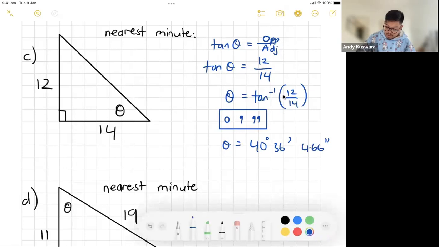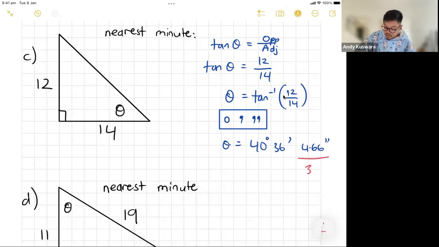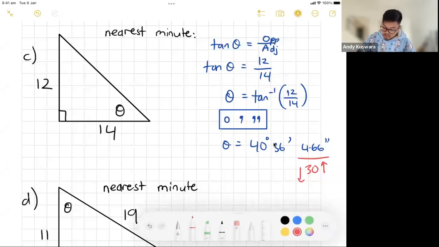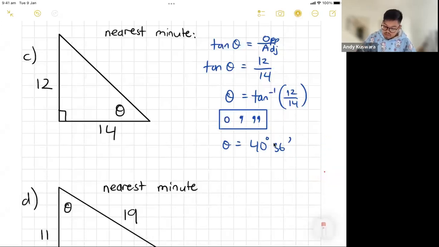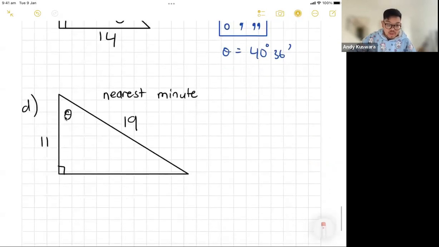Now we round it. If it's above 30, we round up. If it's below 30, then we round down. So in this case here, 4.66 is significantly below 30. So we're just going to keep this as 40 degrees, 36 minutes.